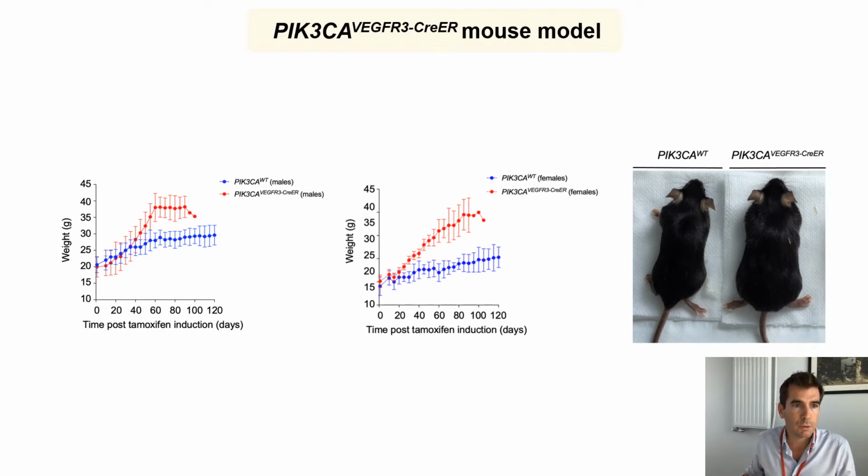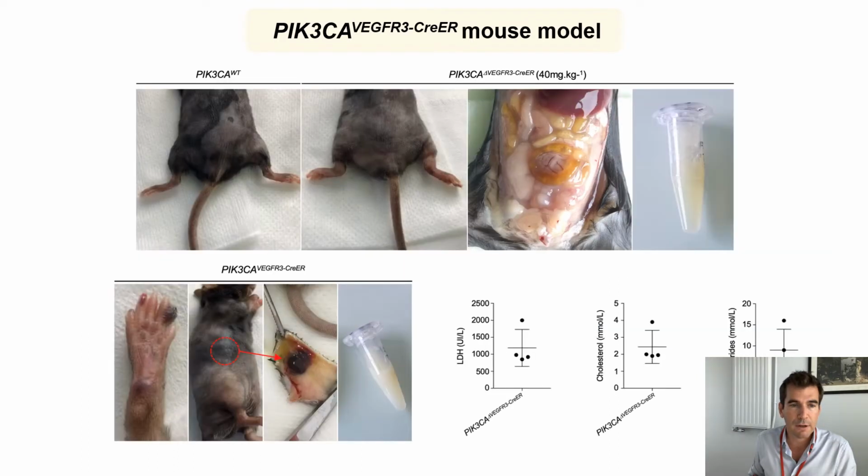You can see this is the body weight of the male, here is the body weight of the wild type, and progressively our mutant mice gain weight. This was the case for male, but also for female. As you can see here, they were infiltrated by edema and lymphatic malformation.